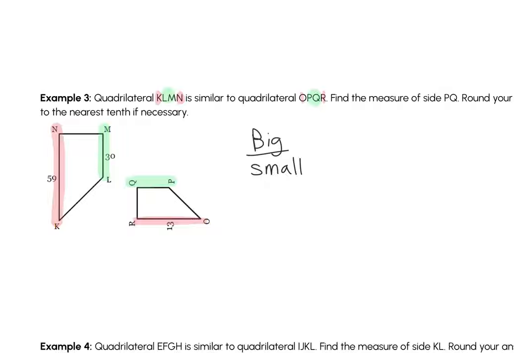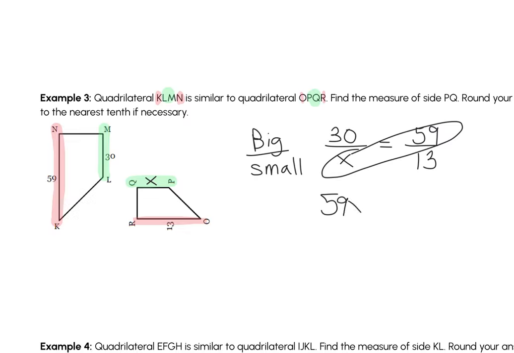In my big shape, I've got 30, and that corresponds with the side we're looking for, so I'll call that X because I don't know how long it is yet. And then on the other side, the sides I highlighted in red, 59 and 13, but the bigger one on top, and then cross multiply. So 59 times x is 59x. And then 30 times 13 is 390. Then I divide by both sides.